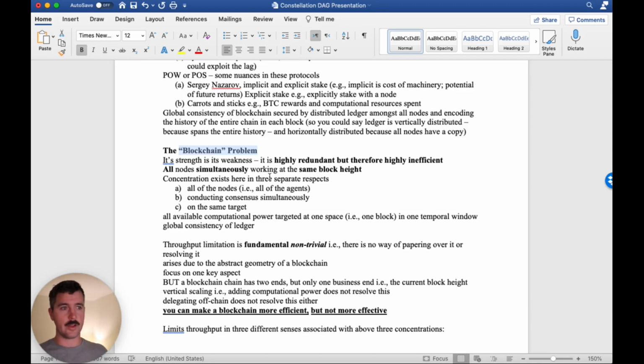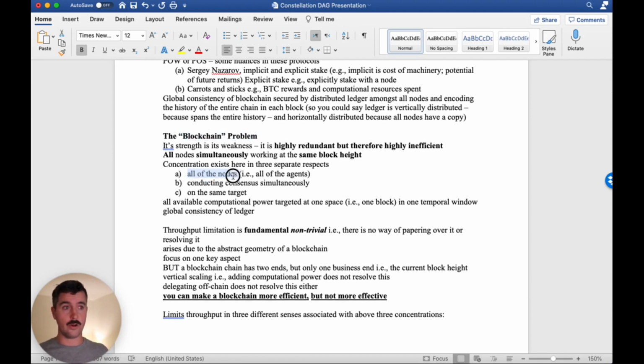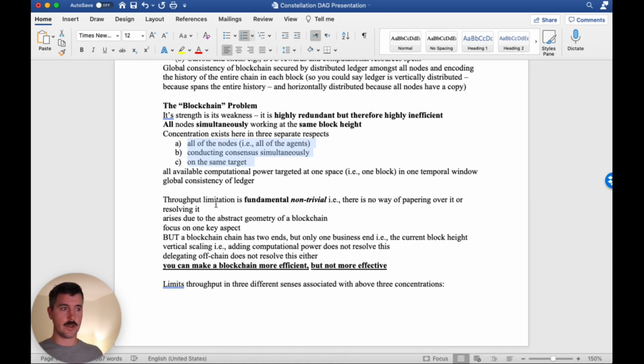So there's concentration really in three separate respects. First, you have all of the nodes working simultaneously on the same target, the same block height. So all the available computational power is targeted at one space in one temporal window. The throughput limitation is a fundamental non-trivial problem.